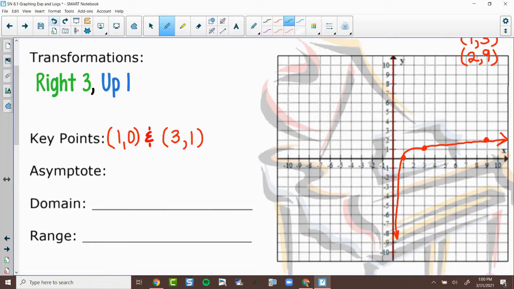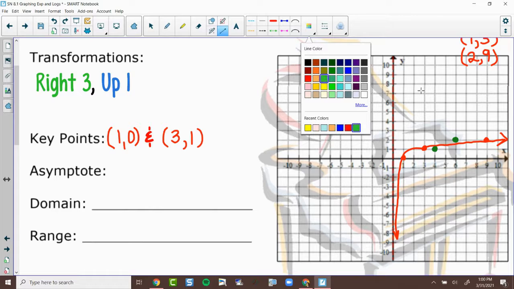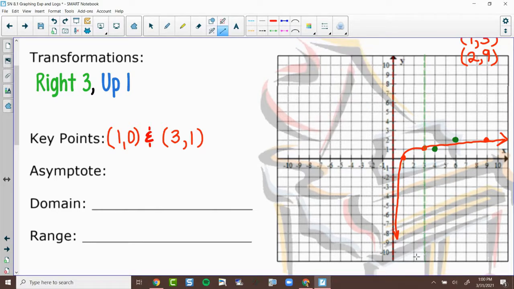So I'm going to take all of these points that we just found and shift them. So I'm going to go right 3, 1, 2, 3, up 1, right, 1, 2, 3, up 1, and this one's probably going to fall off the graph. Because I did shift it right by 3, I'm going to have a new vertical asymptote right here at x equals 3. So it's going to look something kind of like that in green for a final picture.